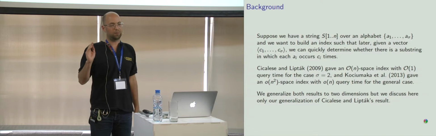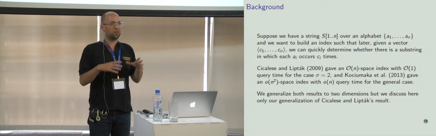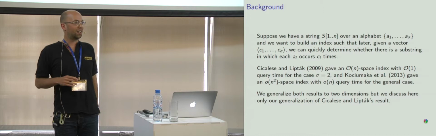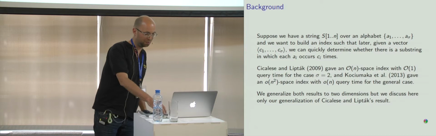So we generalized both of those results in the paper, but I'm only going to talk about the binary case, because if you want to know more about the general case, Tomek is right there. And he read our paper and he sort of said, yes, it makes sense, and he probably remembers it better than I do. Okay, so how does Ciccolese and Liptak's index work?